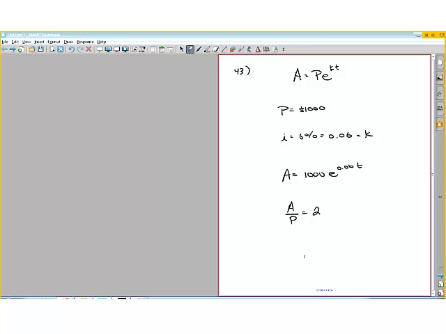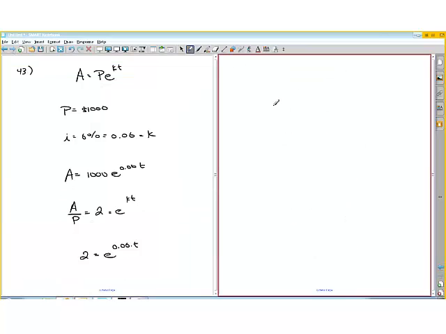So all we have to do to answer that question is say, okay, A over P is 2, and that is equal to e to the KT. So 2 equals e to the 0.06 times T. We just have to solve for T, and we do that by taking the natural log of both sides. Okay, so the natural log of 2 is 0.693.